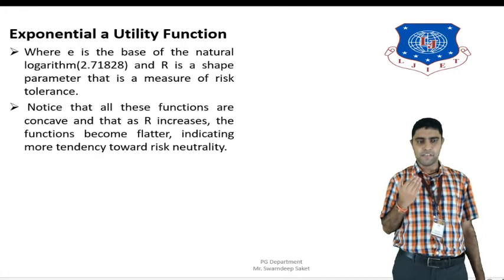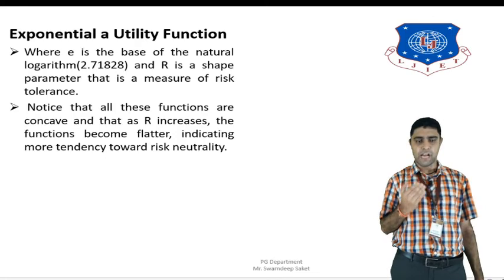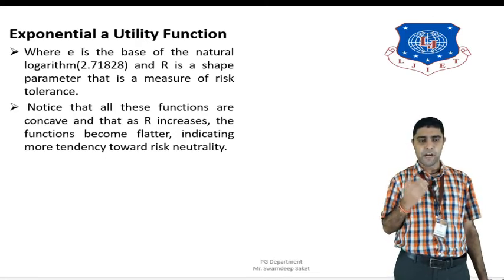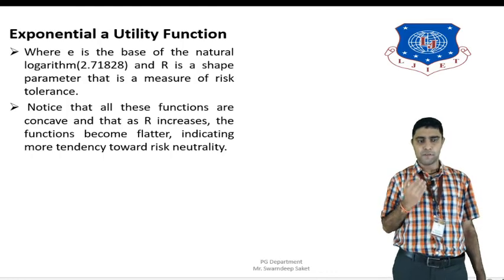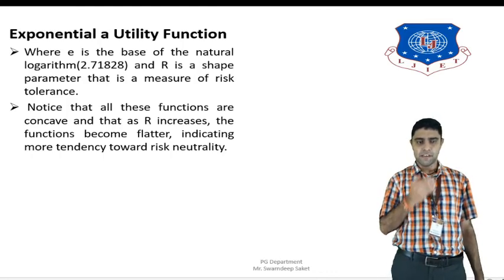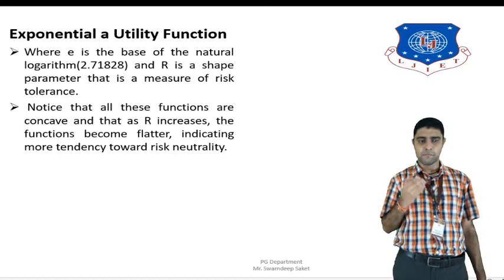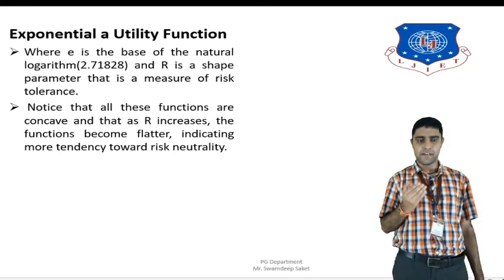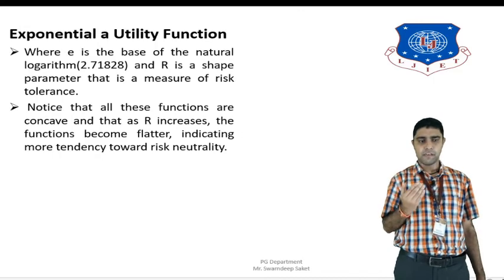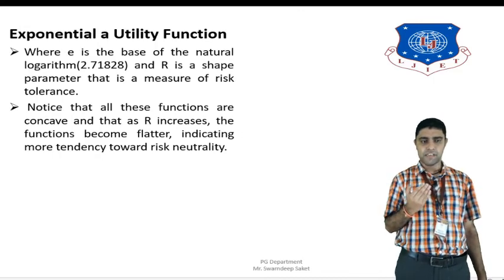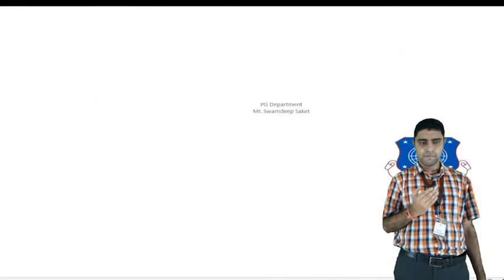Notice that all these functions are concave. So the graph will be concave, and if the value of R increases, the function also flattens. If R decreases, the function will curve more, which indicates less tendency toward risk neutrality. So that is important, and this is how the exponential plays a role in the utility function.